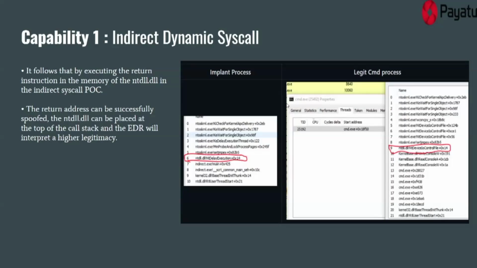So if you see the thread stack, this is a legitimate CMD process, and this is our implant process. You can see here the 6th frame and the 5th frame. The 5th frame shows ntoskrnl.exe. That means it is entering the kernel, from ntdll.dll. This is our malware process. And in the legitimate CMD process, if you see here the 8th frame, ntoskrnl, it is returning from ntdll.dll. So in both cases, the implant process as well as the legitimate CMD process, it is returning from ntdll.dll. So our malware looks somewhat like a legitimate thing.